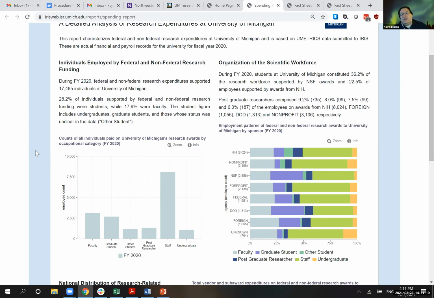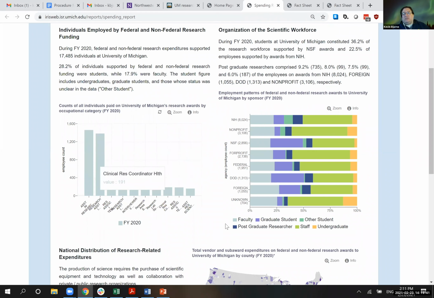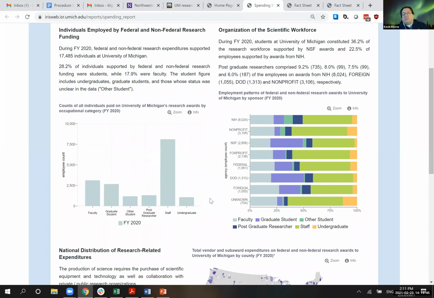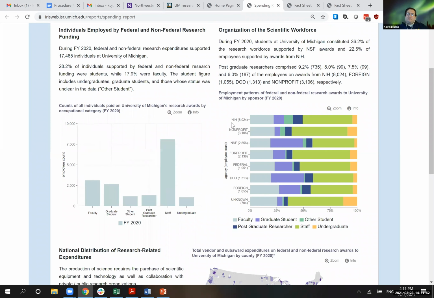So the first thing we look at here is the impact on people. So what types of people are being employed to conduct this research on U of M's campus. So we see there's faculty, there's grad students, there's staff. You can see how many of these people there are, how many are undergrads. And the interactivity built into this report also lets you drill down and look at the types of people and their job titles that they conduct here. So you can drill down and you can see a variety of information on these individuals.